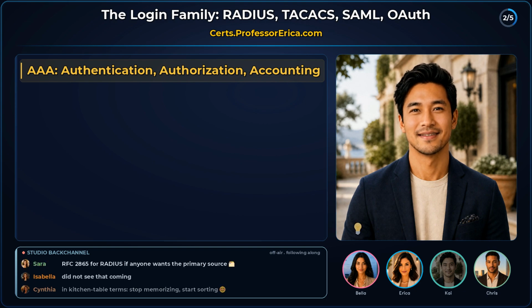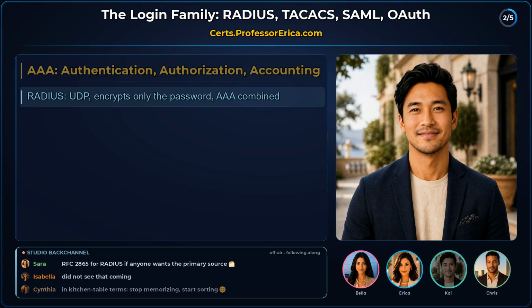People lose this one constantly because both do AAA, so let me give you the differences that actually decide the answer. RADIUS runs over UDP, and it only encrypts the password. The username and everything else rides in the clear. And it mashes authentication and authorization together into one step. It is the network access protocol, the one behind your Wi-Fi and VPN logins.